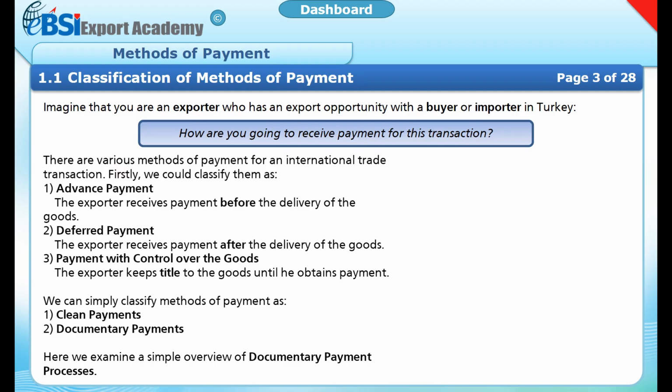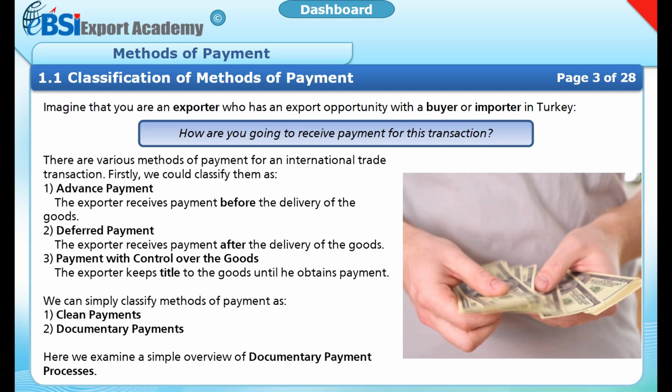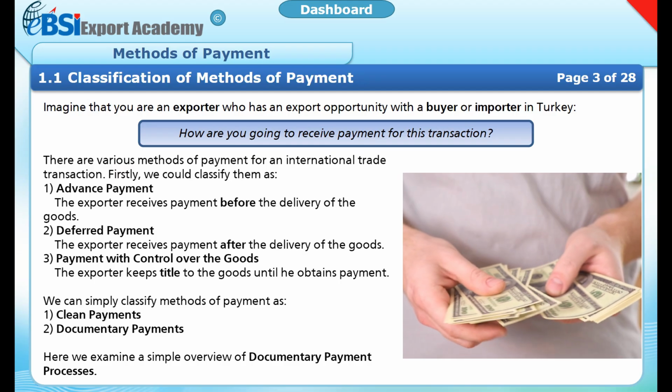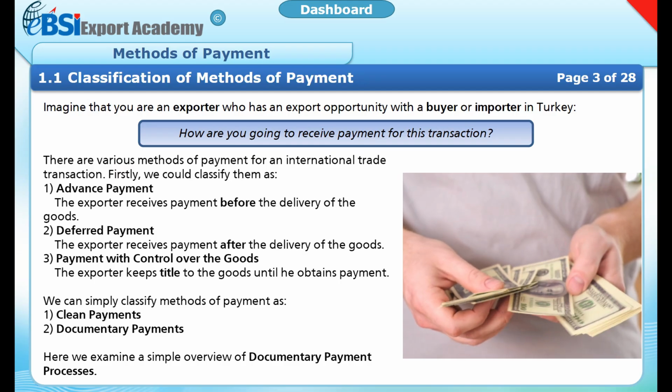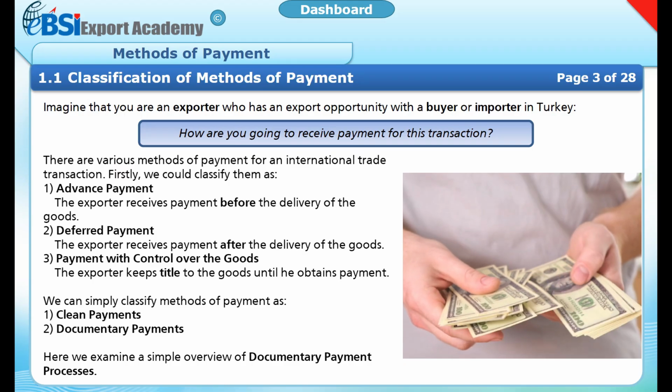Payment with control over the goods. The exporter keeps title to the goods until he obtains payment. We can simply classify methods of payment as clean payments or documentary payments. Here we will examine a simple overview of documentary payment processes.